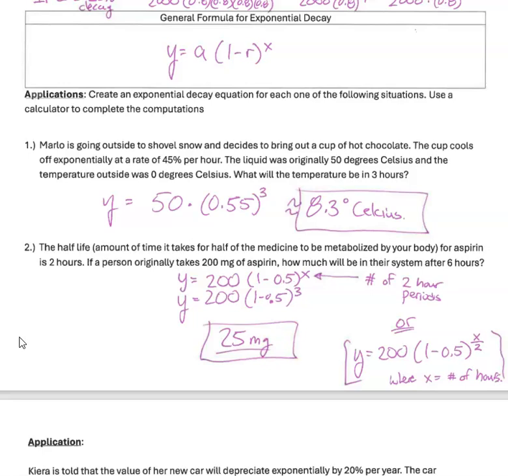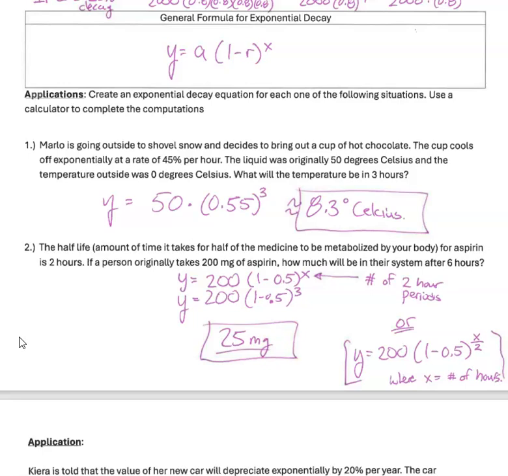So we're supposed to be writing the exponential decay function for this. You have your original, which is 200. You do 1 minus, and half is 50%, so minus 0.5, and that's all to the x. That x represents the number of 2-hour periods.